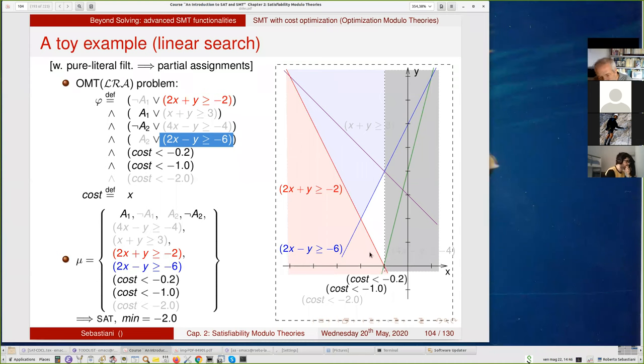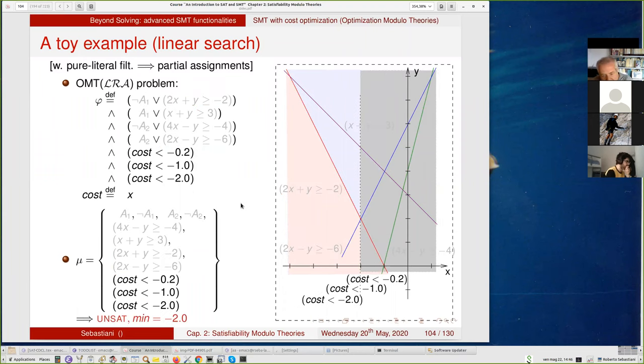Again, this is solvable, yes, because there's this space of solution here. What is the minimum? The minimum is minus 2 in this point here. So you further add the constraint, cost strictly smaller than minus 2. But now, guys, we have no more solutions. So once we have added this constraint, this formula has no more solutions. So this returns unsat. So you take the minimum value you obtained, it was minus 2.